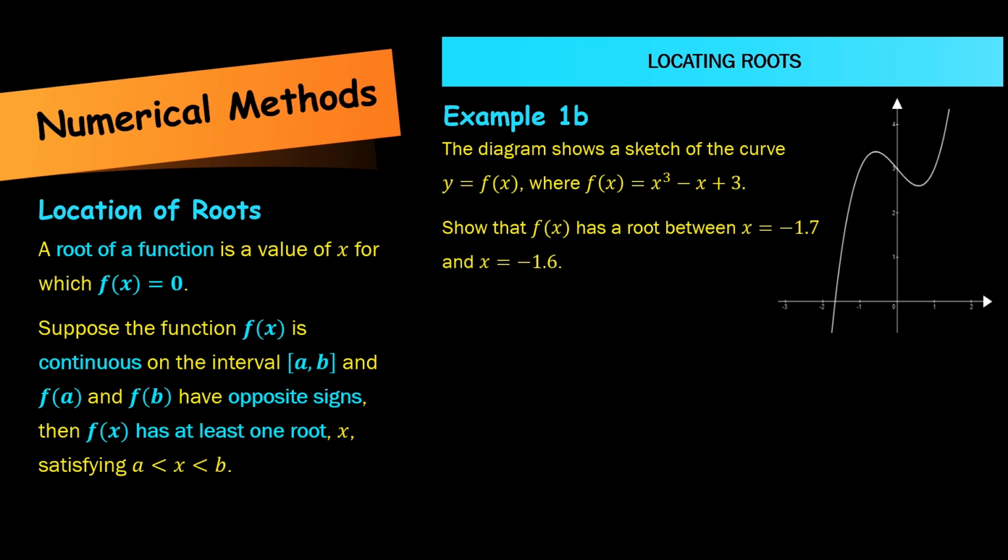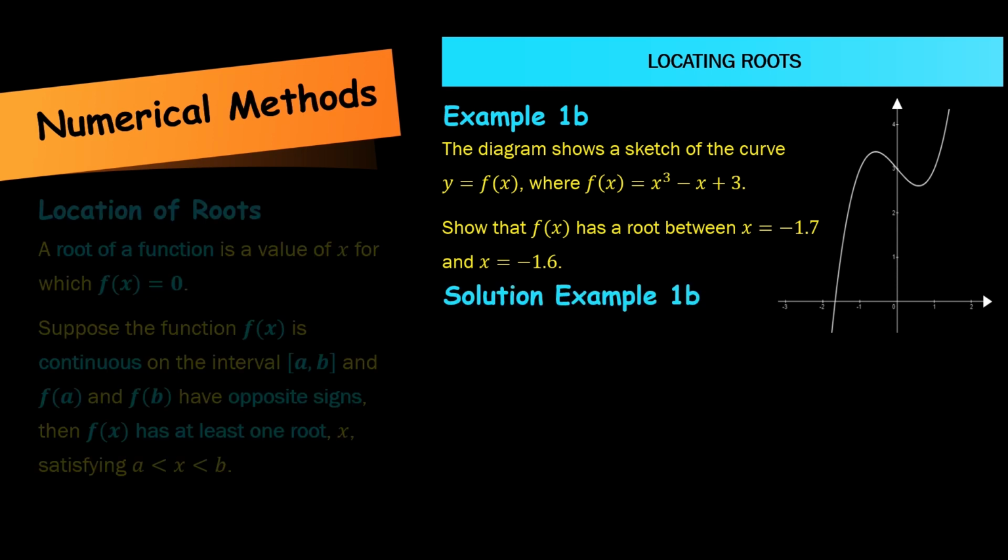Let's now take a look at part B. For the same function, we are required to show that f(x) has a root between x = −1.7 and x = −1.6. So let's solve this. We take a look at the point x = −1.7 first.